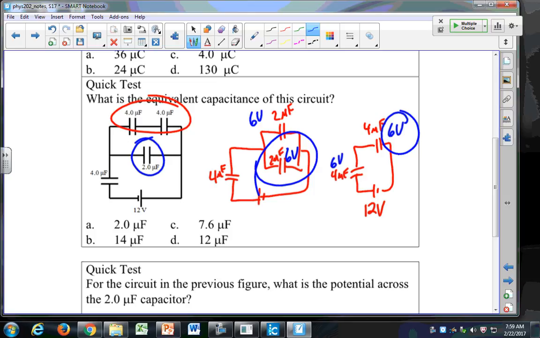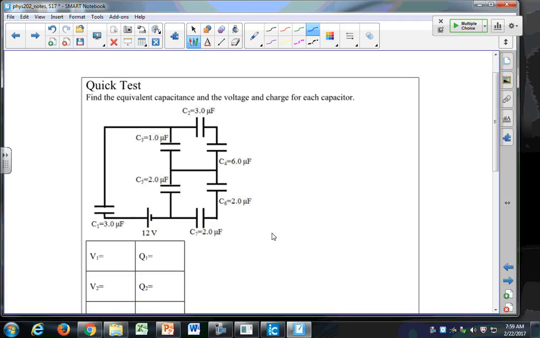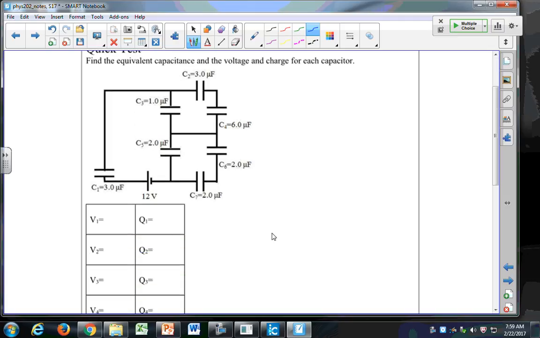Let's look at this old test question. And again, online there's a bunch of different ones, so they're good for you to practice. And it'll be worth 15 points, so it's not insubstantial.